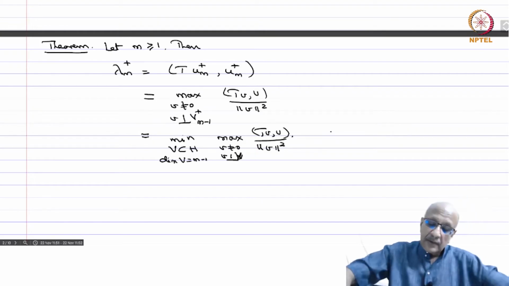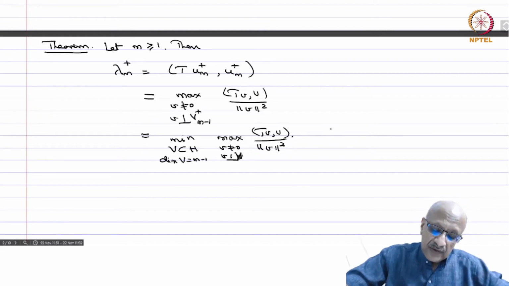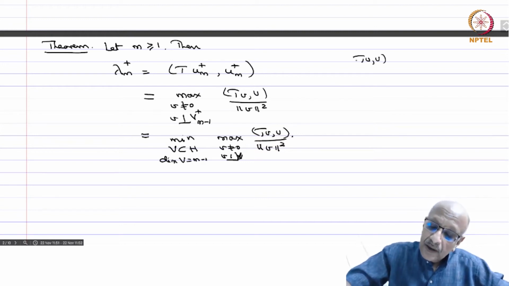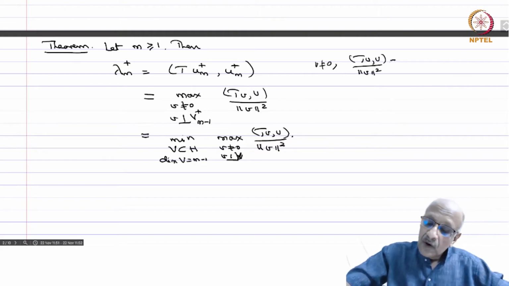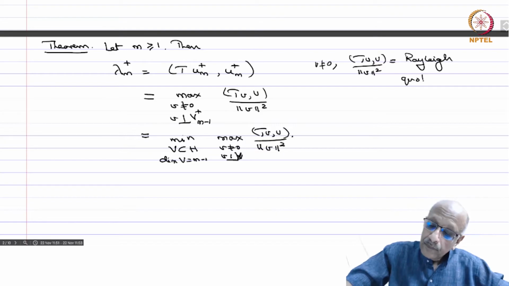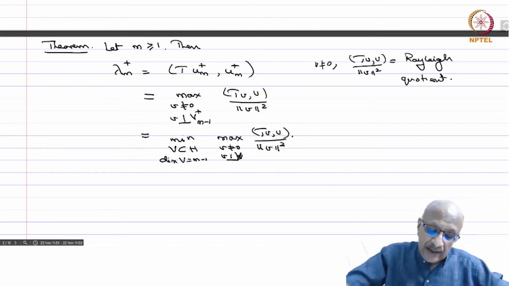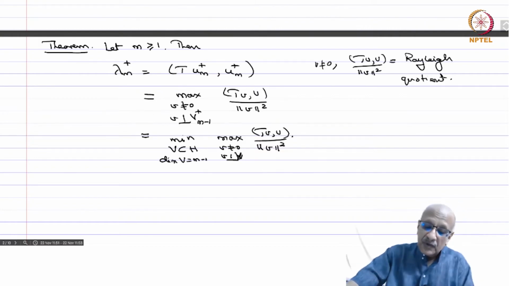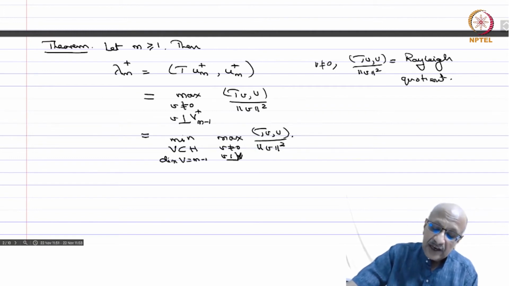Let us comment briefly on these things. The first one is more or less obvious, so we will see it in a moment. Now this <Tv, v> by norm v squared for v not equal to 0 is called the Rayleigh quotient. So we are expressing the eigenvalues as the maxima or minima of the Rayleigh quotient over some subspaces. So there is some constrained optimization problem which we are showing. That is why we call this the variational characterization.